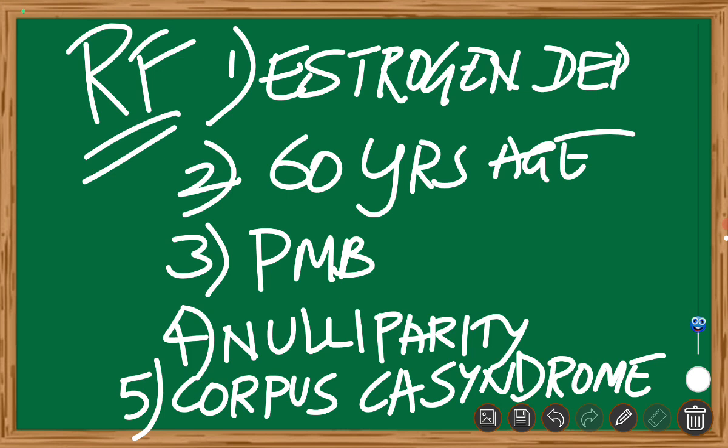Regarding the age, 75% of patients with endometrial carcinoma are postmenopausal, with a median age of 60 years, and 10% of patients with postmenopausal bleeding will have CA endometrium. Nulliparity is also a risk factor. Then corpus cancer syndrome, which includes obesity, hypertension, and diabetes mellitus. These three are the triad of corpus cancer syndrome. This syndrome is highly associated with CA endometrium, and obesity leads to a high level of free estradiol.